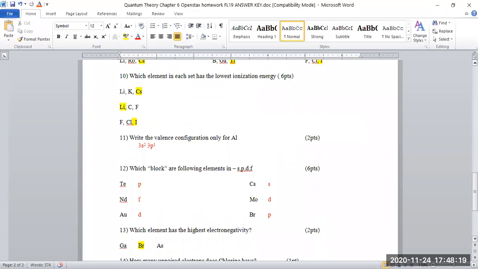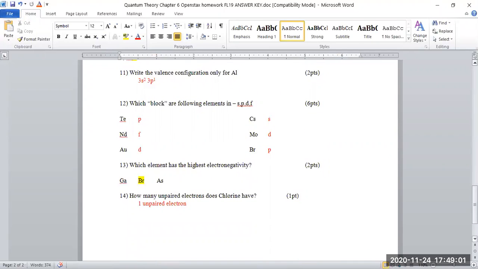Some people gave me more than it asked for on number 11. It says valence configuration only, meaning I don't want to see the inside of it. I only want to see the outside layer. Boron, aluminum, gallium, they're all in the same column there. Since aluminum is in the third row, 3 electrons in the outside layer, 2 of them are in the S portion, and the third electron is in the P portion.